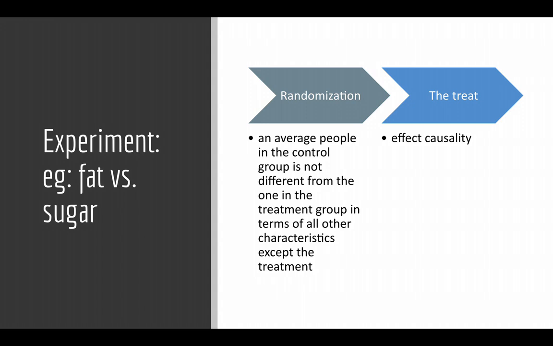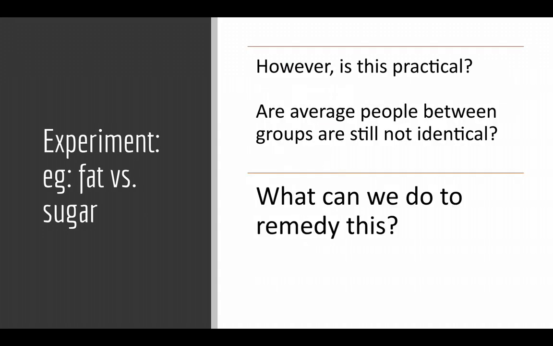Or, to be precise, they should be statistically equivalent, which means there's no statistically significant difference between one average person from your control group and the other average person from your treatment group. They should be the same, all right? But however, is that practical?